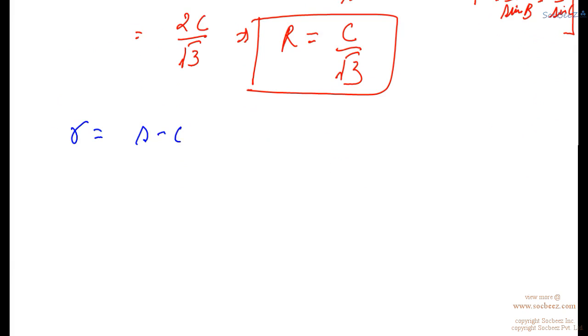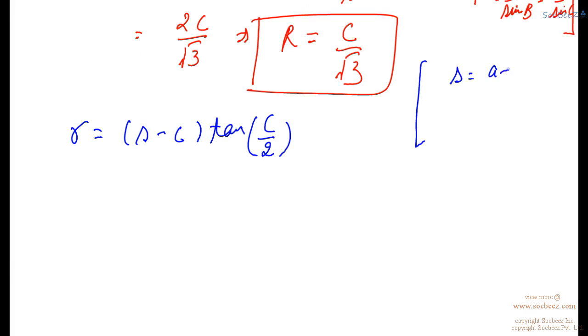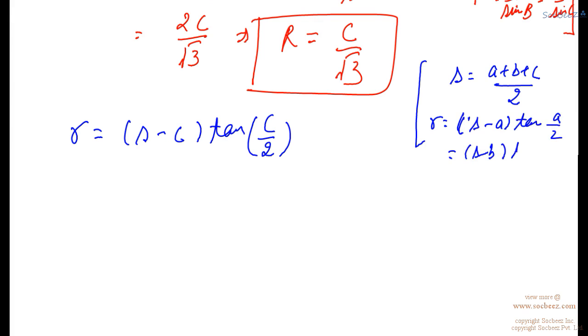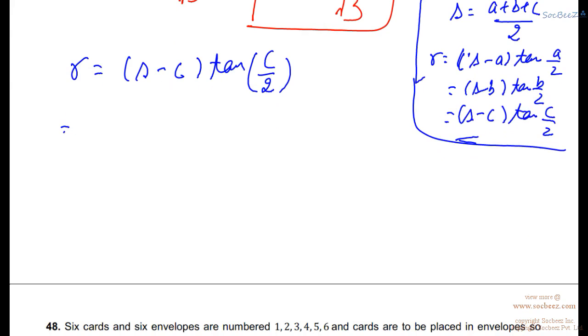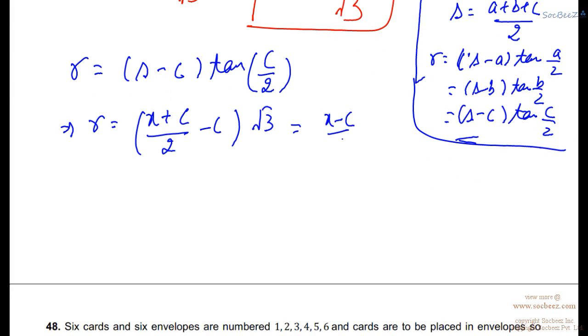Now the inradius, that is r, is s minus c into tan C upon 2. Here s is A plus B plus C upon 2, that is the half of the perimeter of this triangle, and the inradius equals s minus A into tan A upon 2 equals s minus B into tan B upon 2 equals s minus C into tan C upon 2. Now since we know angle C, we are going to use this expression, s minus C into tan C by 2. So this gives us r as, since A plus B equals x, x plus C upon 2 minus C into root 3. So this gives us r as x minus C upon 2 into root 3.